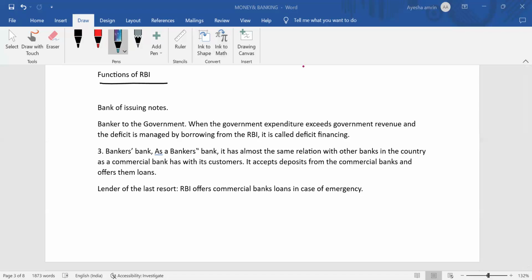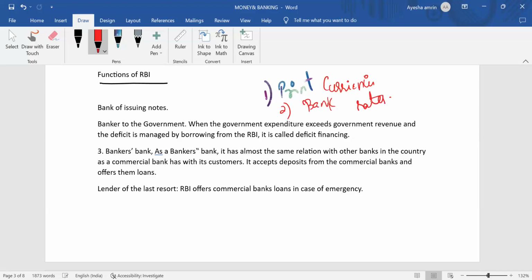Yes. First and foremost, they print the currencies. And they decide upon the bank rates. And they act as lending and borrowing also. Lending and borrowing function also. So first and foremost, bank of issuing notes.